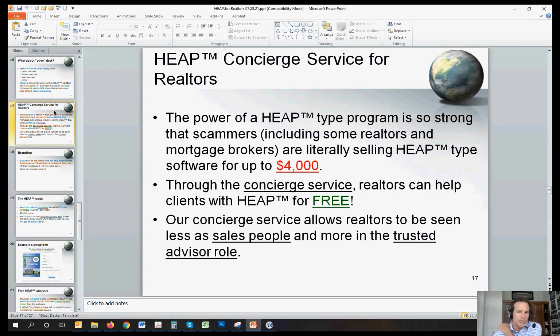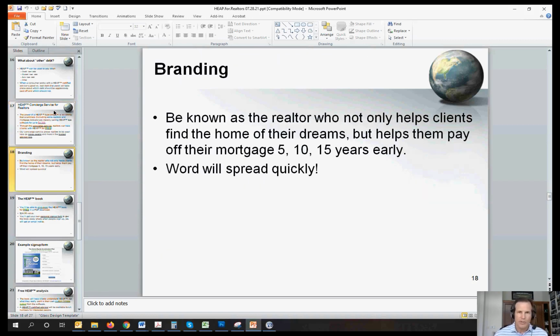But we want you to see you as more in the trusted advisor role. Again, we're not just somebody who's looking to churn you really quickly to get a commission from you. We're really interested in your financial well-being, and for that, we're bringing the home equity acceleration plan to help you.